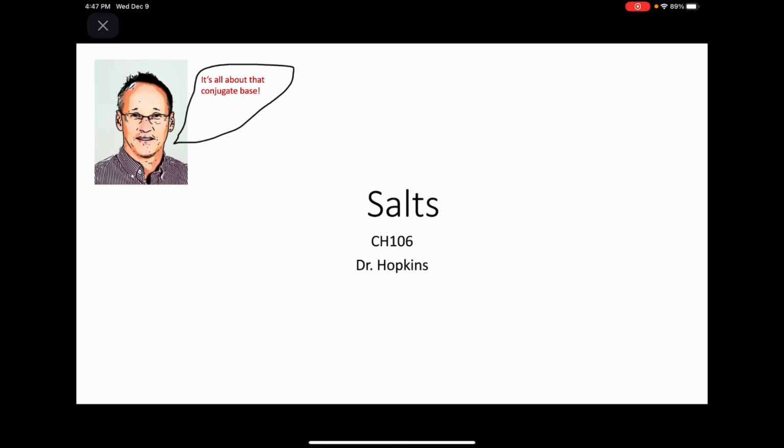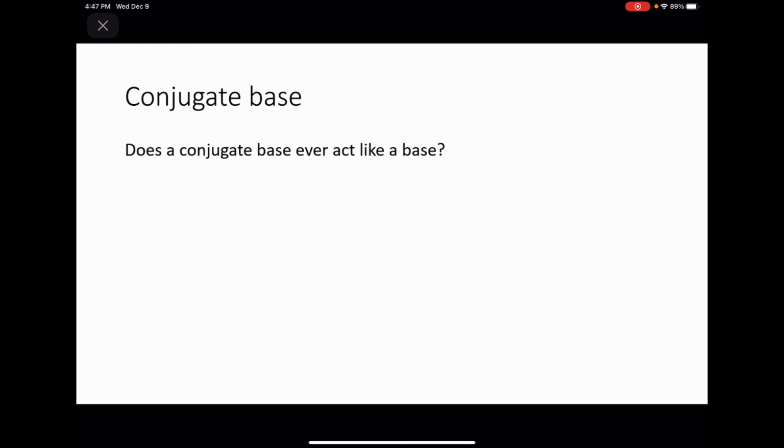And today we're going to look at the acid-base behavior of salts. So in particular, we're looking at the conjugate base. So we talk about an acid and its conjugate base pair. We're using this term base. Does it ever act like a base?